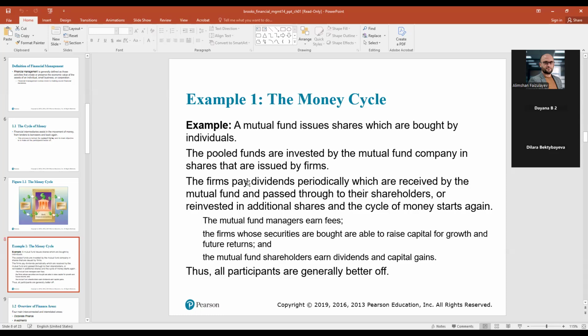Okay, a mutual fund issues shares which are bought by individuals. Do you know or have you heard before, like mutual fund, hedge fund? Have you heard these words before? Did you study them? So what's a mutual fund?